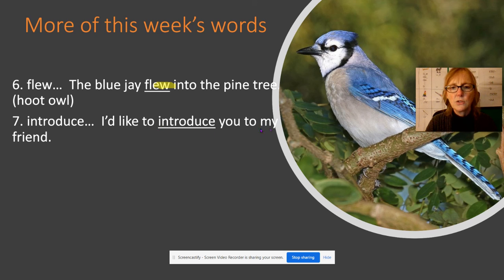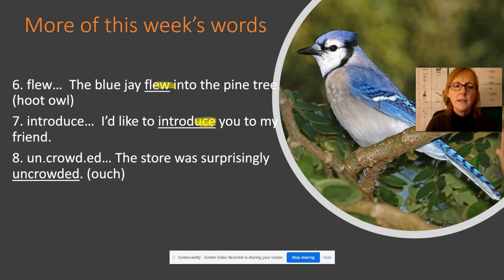Introduce: I'd like to introduce you to my friends. Here's the long oo sound, spelled U, consonant C. That E is helping the oo sound, but it's also helping the C say this sound. Uncrowded: here look, we've got 3 syllables. Un is the prefix, crowd is our base word, and we're adding ed as our ending or suffix. The store was surprisingly uncrowded.